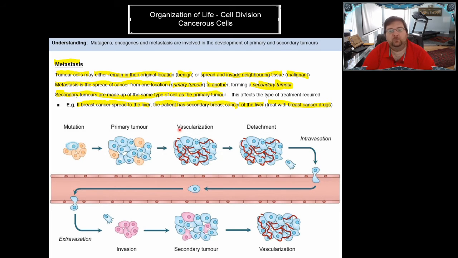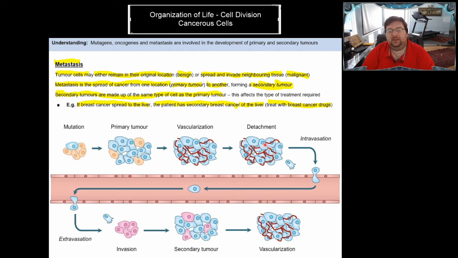This primary tumor is going to start developing vascularization. So this means that blood vessels are going to be forming around these cancerous cells and turning it into a structured region in your body. And blood's going to be flowing through these cancerous cells.